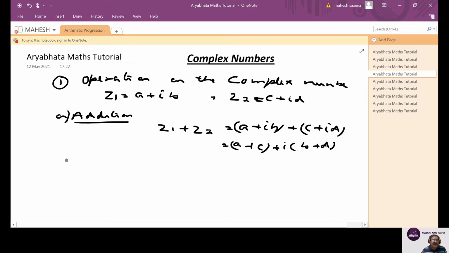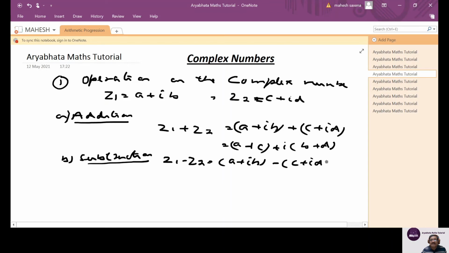Second operation is subtraction. Z1 minus Z2 is equal to a plus ib minus c plus id. Therefore, it is equal to a minus c plus i common, b minus d.